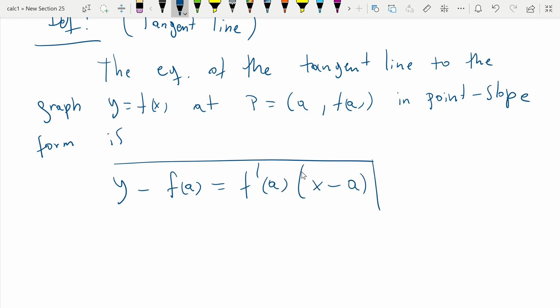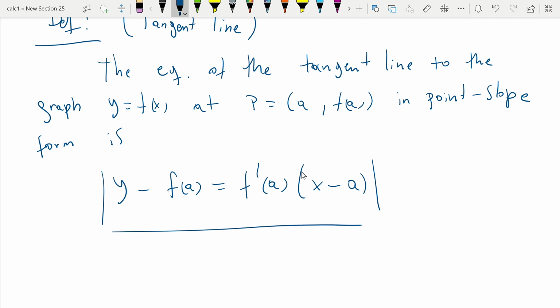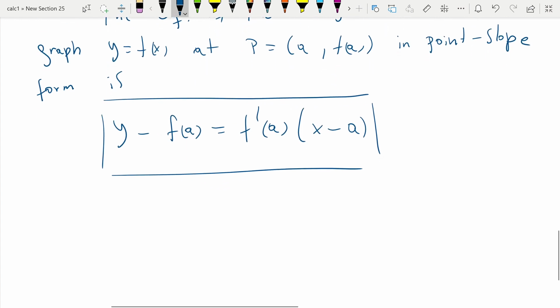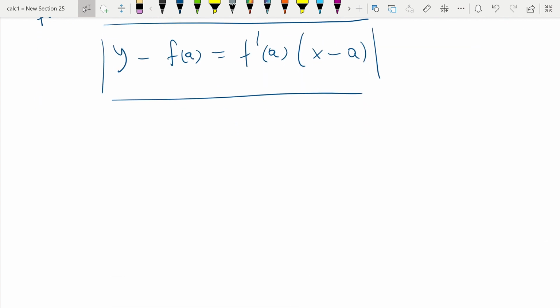So this is just a formula. Geometrically, it's not hard to convince yourselves that this actually corresponds to the only candidate for the equation of the tangent line at the point. So what do we need here in order to compute the tangent line? We need the point A, the value of f, and the value of the derivative. So three things.